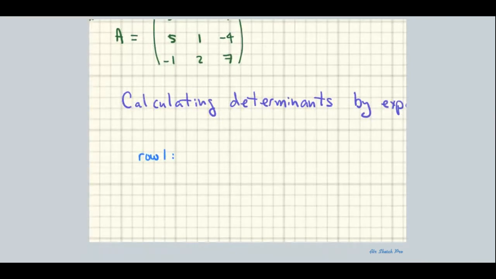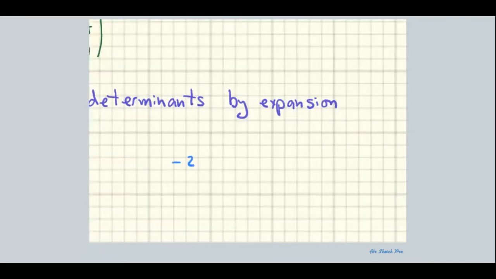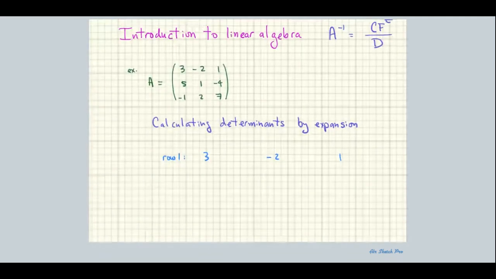And here I'm going to write these entries, but I'm going to write them spread out. And that's what people do when they're calculating these. Now, each of these entries I'm going to multiply by something. There's one other thing I need to do. I need to change a sign. And this sign I'm going to change.